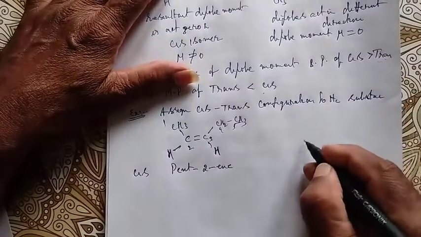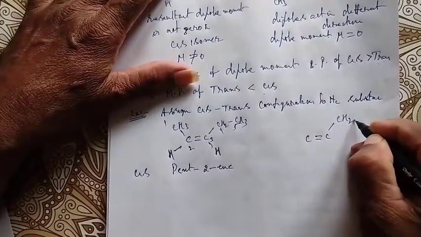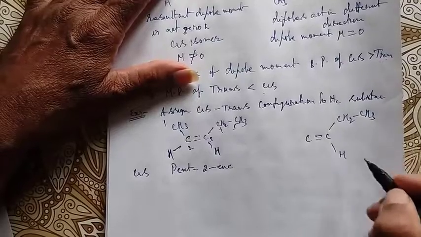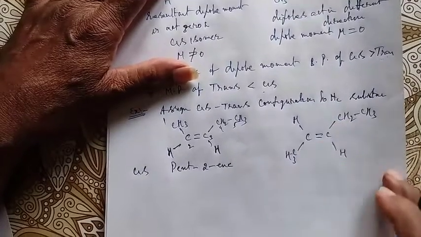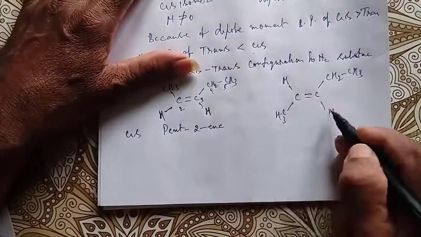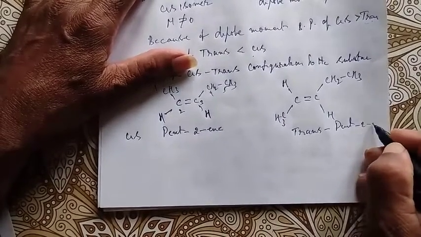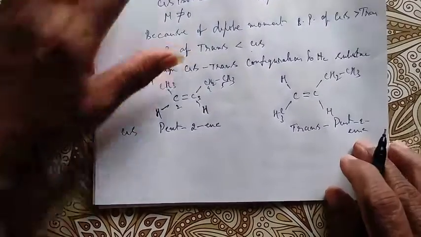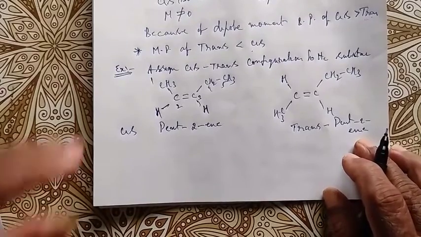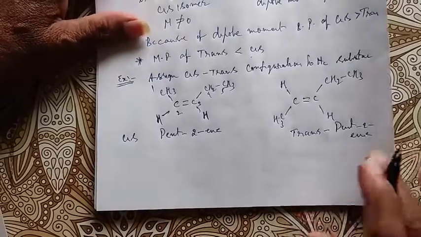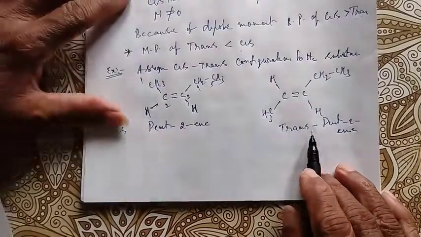On the other hand, if you reverse this C double bond C, this is CH2CH3 and of course hydrogen here, and of course let us keep this CH3 on this side. This is hydrogen. So what is this isomer? The same groups are on the opposite sides. Therefore, this is trans pent-2-ene. So in this type of substances, one set of groups or atoms is not the same, but even then the other set of groups or atoms is the same. Therefore, we can assign a cis-trans configuration to such a pair of substances.